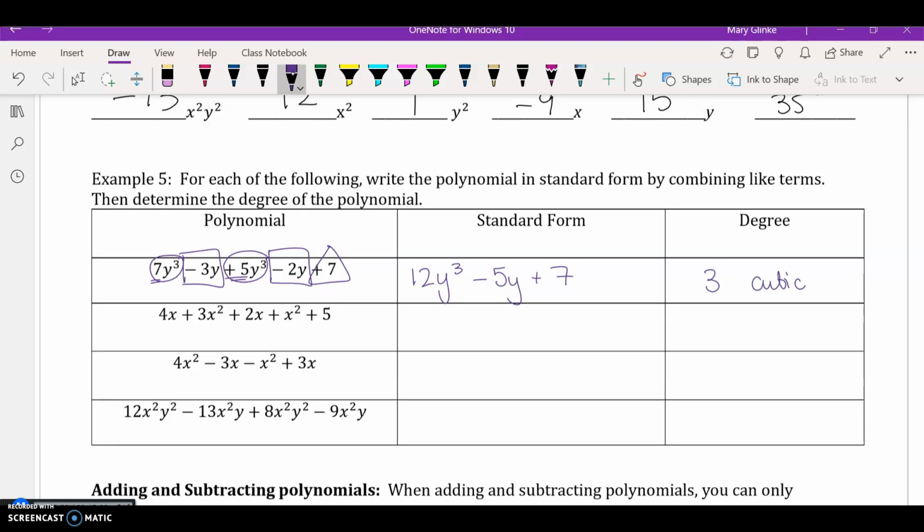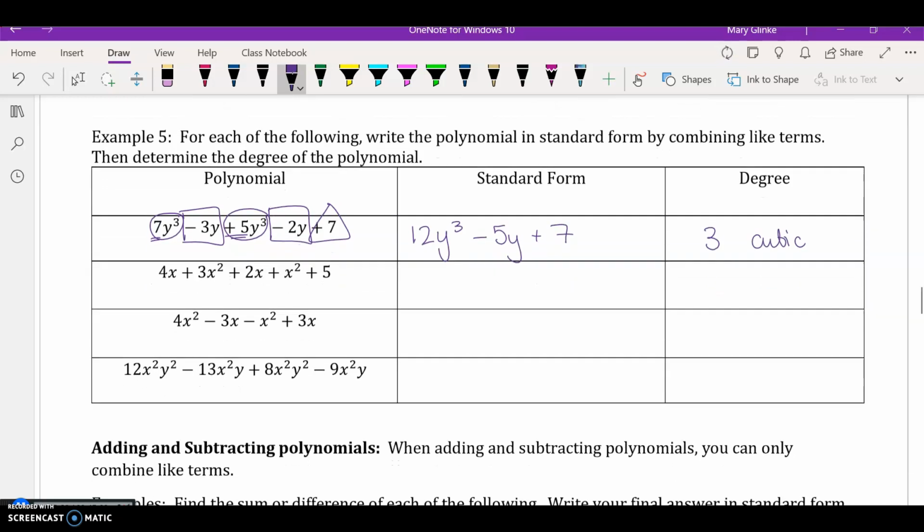So we can do the same thing with the next couple if you want to. Let's skip this one and go to the next one. We have 4x squared and -1x squared. So 4 minus 1 is 3x squared. -3x and +3x, those ones undo each other, so they cancel out. So this is our final answer here. The highest degree here is 2, making this a quadratic function.